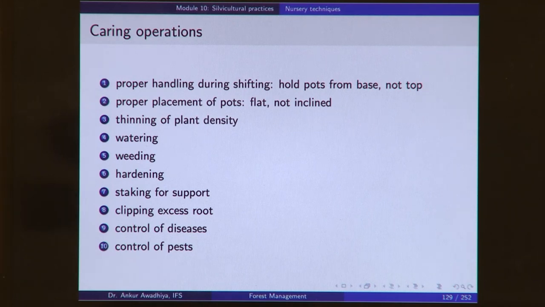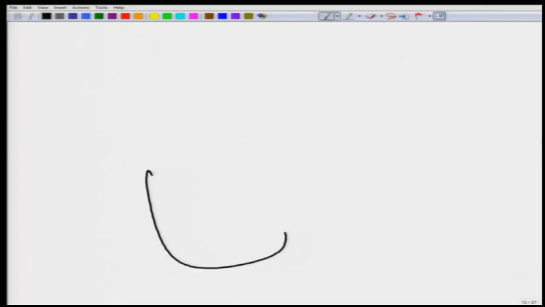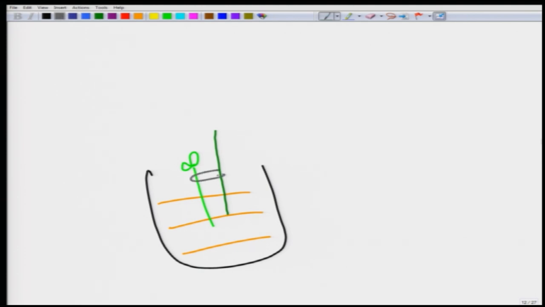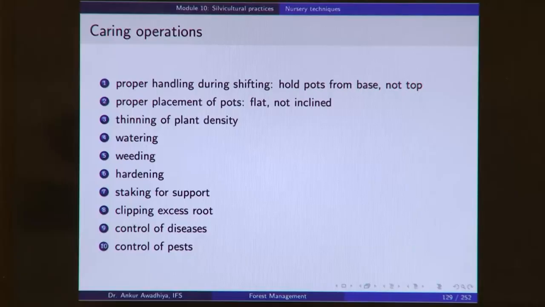Then staking for support. Now, what is staking? In the case of some plants that are unable to raise themselves, you might need to add a stake and tie the plant to the stake, so that this plant does not fall down. So, there will be a stake right next to the plant and the plant will be tied to it, so that this plant is not able to fall down. So, staking might be needed.